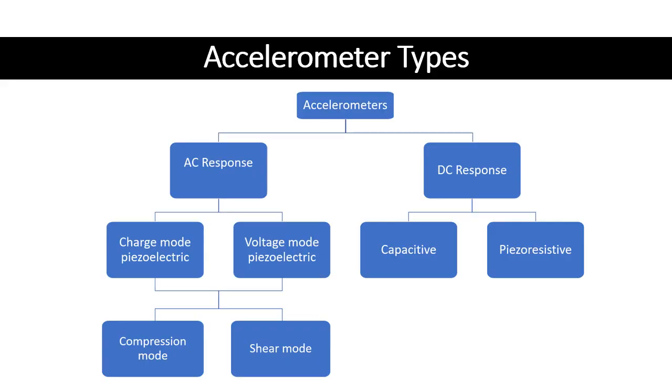There are various types of accelerometers used for various purposes. Basically, accelerometers are classified into AC response accelerometers and DC response accelerometers. AC response accelerometers are classified into charge mode piezoelectric accelerometers and voltage mode piezoelectric accelerometers. According to the configuration, these two can be classified into compression mode accelerometers or shear mode accelerometers. The DC response accelerometers can be further classified into capacitive types and piezoresistive types. Let's discuss all these types of accelerometers briefly.